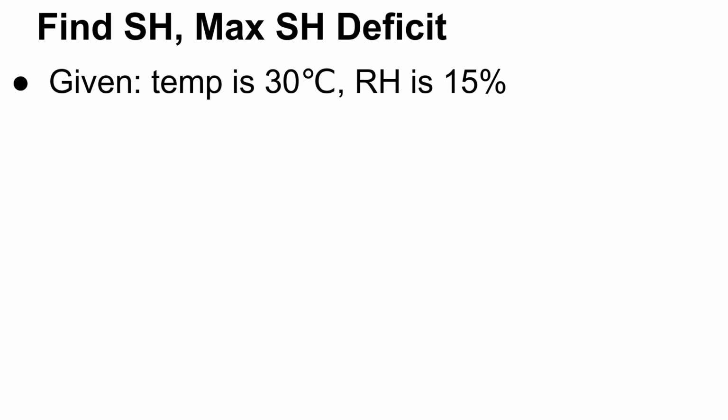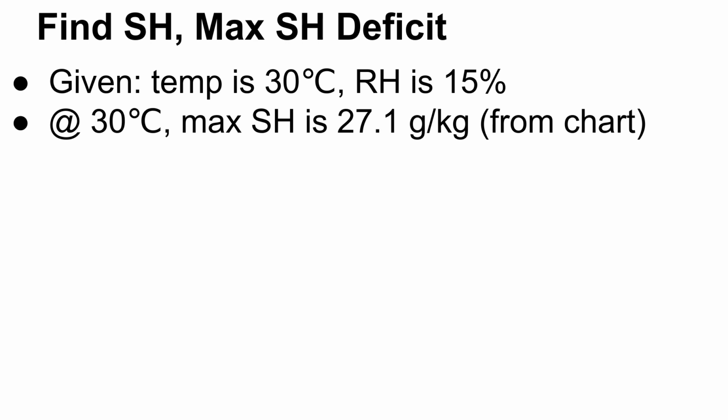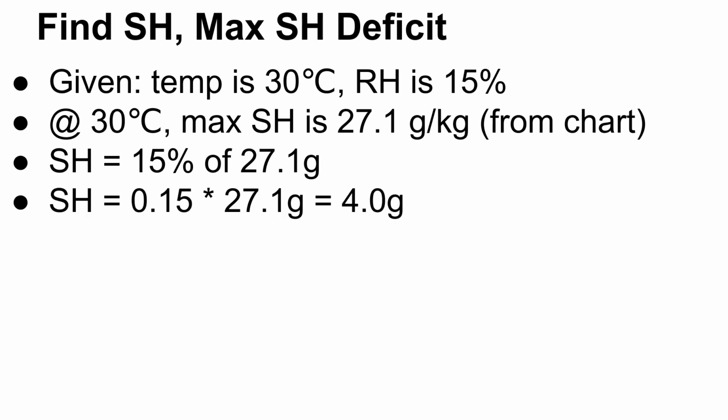So if I gave you, temperature is 30 degrees Celsius, the relative humidity is 15%. If I give you the temperature and the relative humidity, from there you can calculate the specific humidity, because we know that we have 15% of the maximum. And then the deficit is going to be the opposite of what the relative humidity is, right? So if 15% is how much water vapor you have, then 85% is the deficit. Although I'm not going to ask you in percents. So it's 30 degrees. The maximum is 27.1. You'd have to look it up on the chart. So the specific humidity is 15% of 27.1 grams. So 0.15 times 27.1.